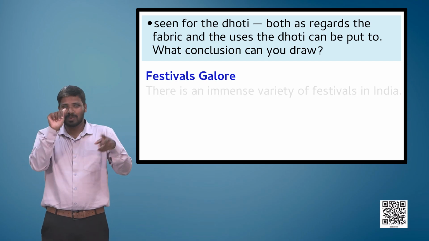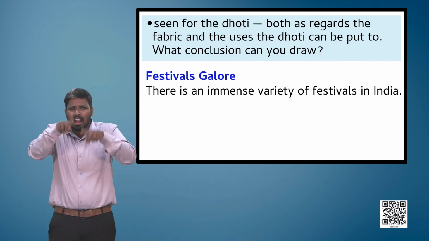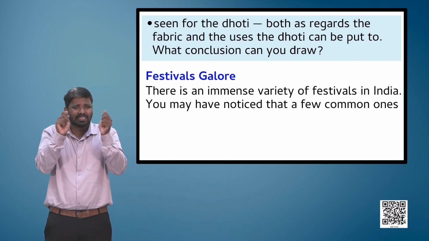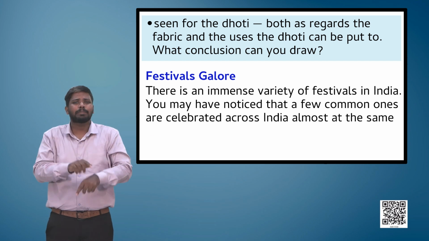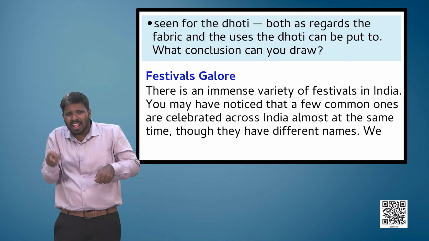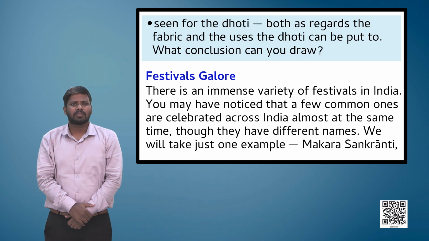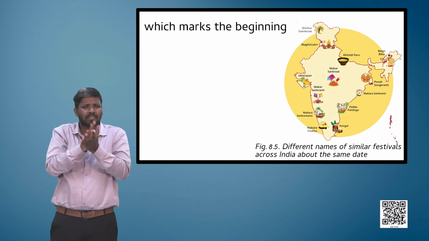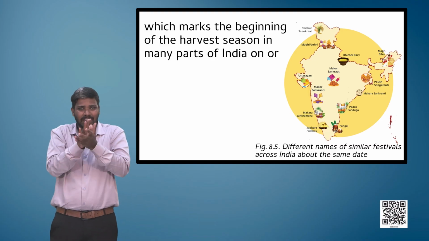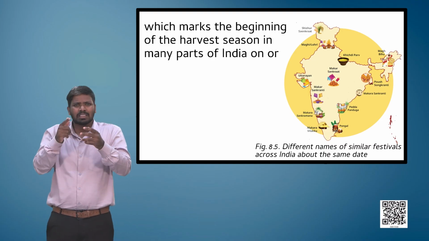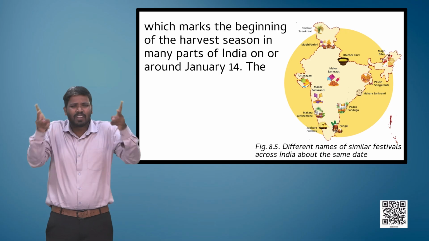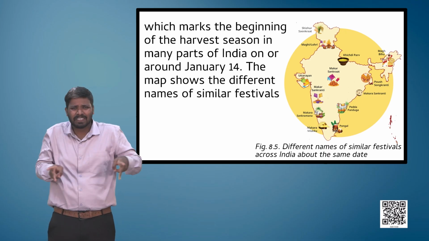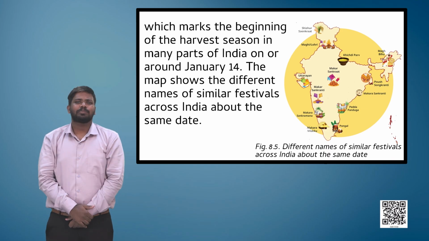Festivals galore. There is an immense variety of festivals in India. You may have noticed that a few common ones are celebrated across India almost at the same time, though they have different names. We will take just one example, Makar Sankranti, which marks the beginning of the harvest season in many parts of India on or around January 14. The map shows the different names of similar festivals across India about the same date.